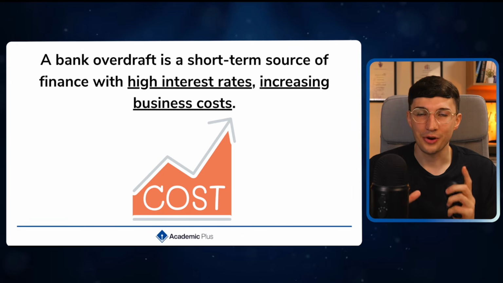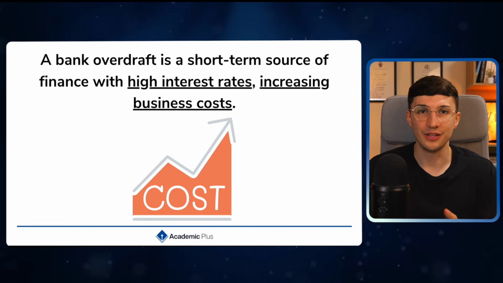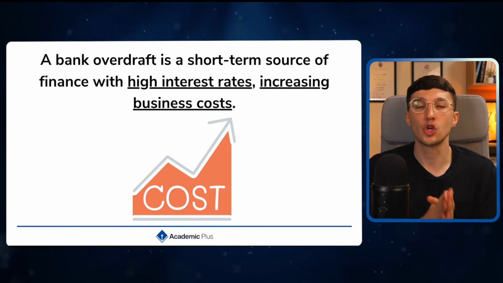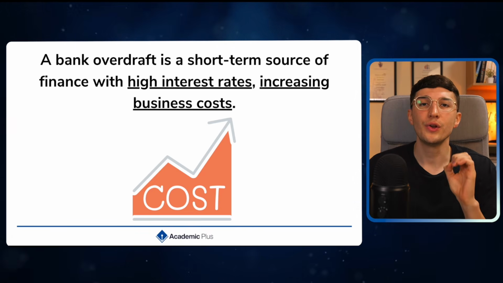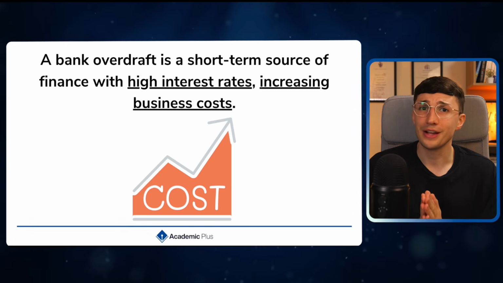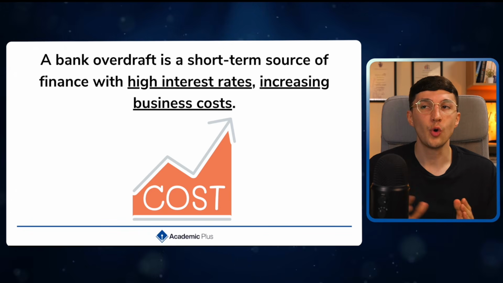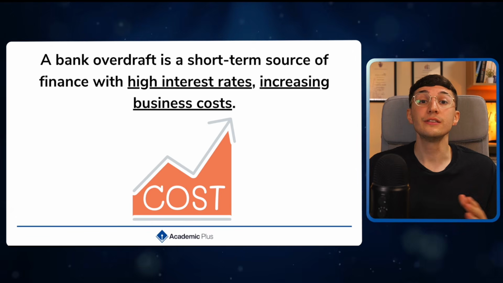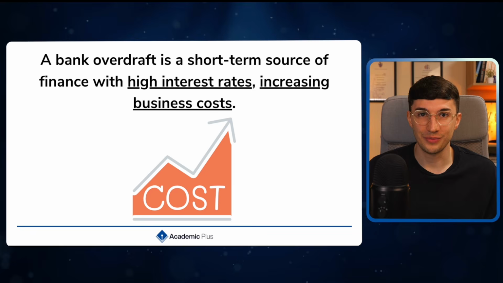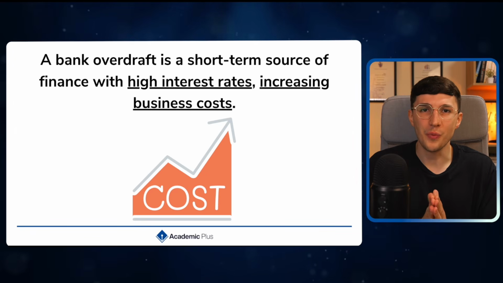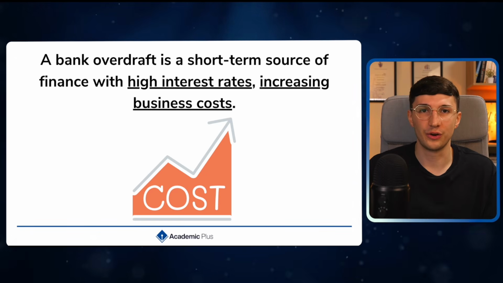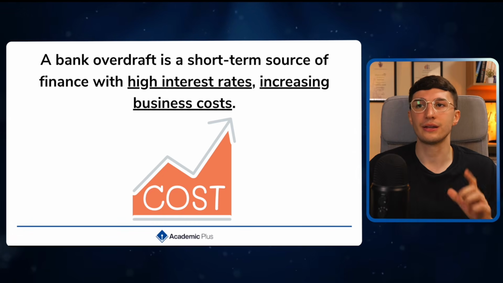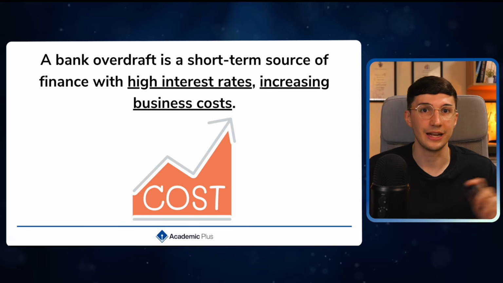Now, the big problem of overdrafts is the interest rates. Now remember, an interest rate when we are borrowing money, it's the cost of borrowing. Now, when we look at a bank overdraft, the interest rates tend to be quite high. I'm talking around 20 to 30% every single year. And this is the biggest reason why it's a short-term source of finance, because you don't want to be in your overdraft for a very long time because of the amount of interest that you'll end up having to pay. And the bank can demand that money back at any point in time.